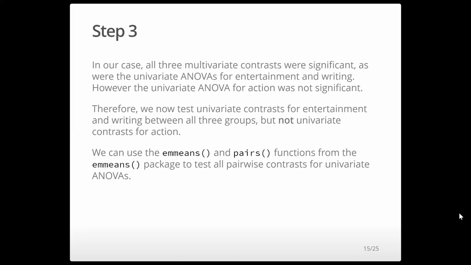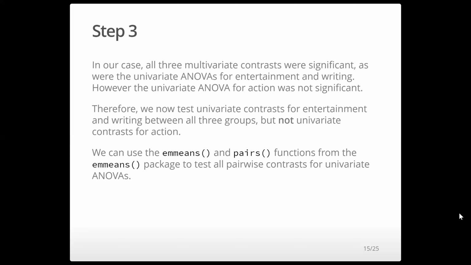The univariate ANOVAs for entertainment and writing were significant, but the univariate ANOVA for action was not. So given that, we're now going to do univariate pairwise contrasts for entertainment across all 3 groups and for writing across all 3 groups, but not univariate contrasts for action because that was not significant. If there was a pairwise comparison that was also not significant, we would omit that pairwise comparison from our univariate analysis as well.